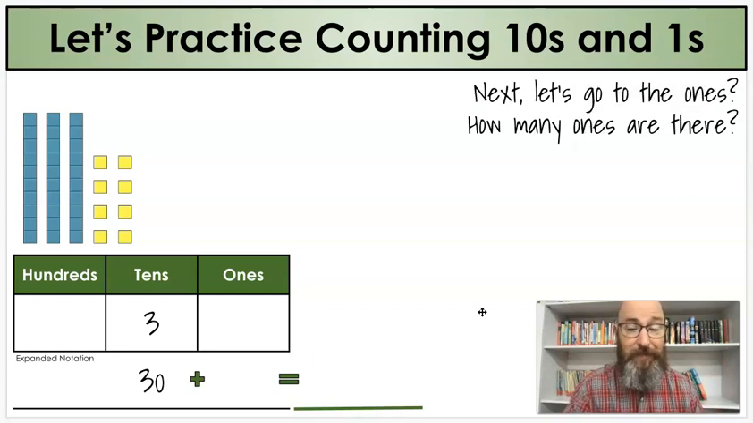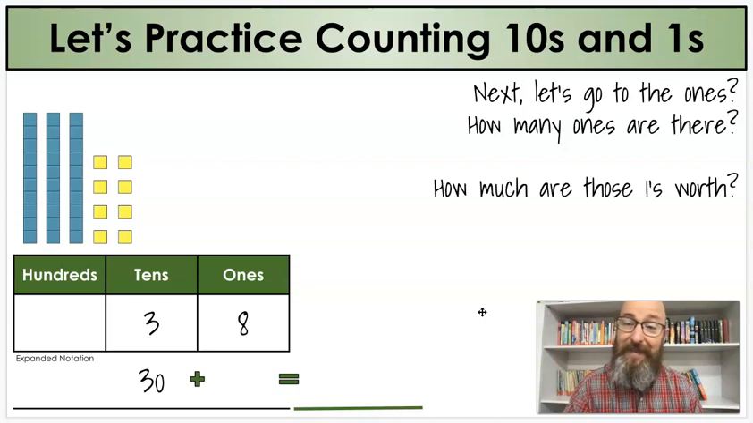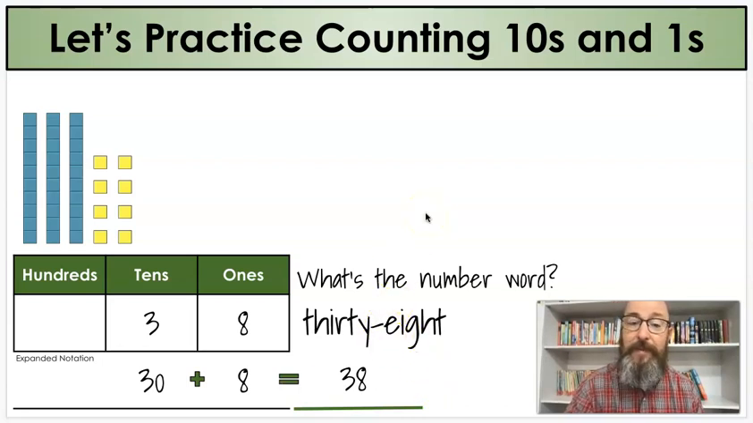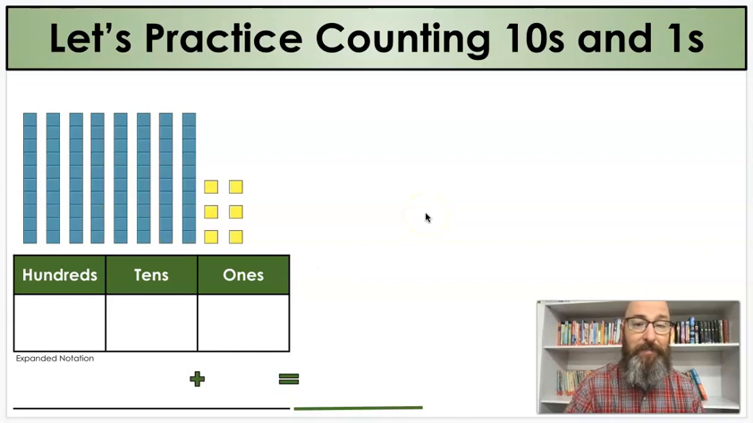Next, we're going to count the ones. How many ones are there? 8. And how much are those ones worth? It's just 8 ones. It's worth 8. So if I add 30 plus 8, I'm going to get 38. That's my expanded notation. 38 is 30 plus 8. And what's my number word? 38, of course. Make sure we know how to write it. And there's our friend Finn. Hi, Finn. All right, let's do another one.